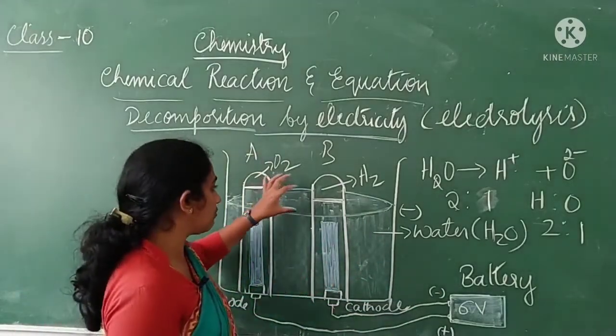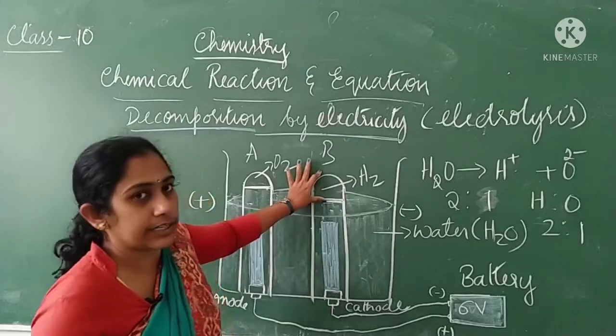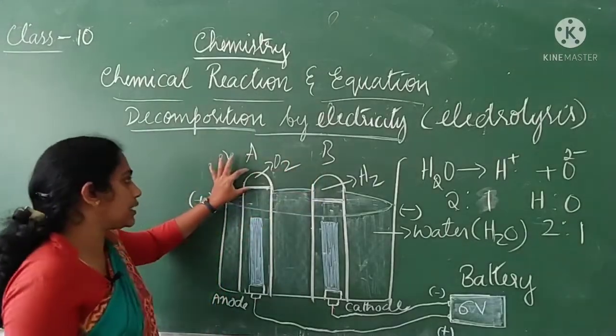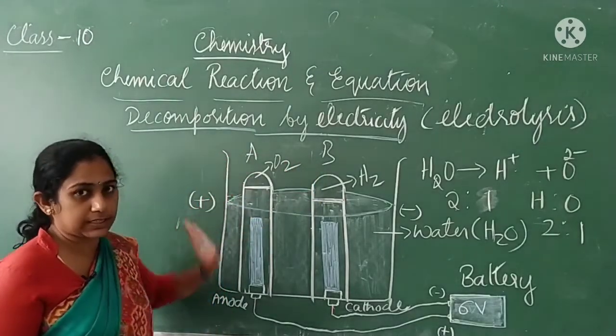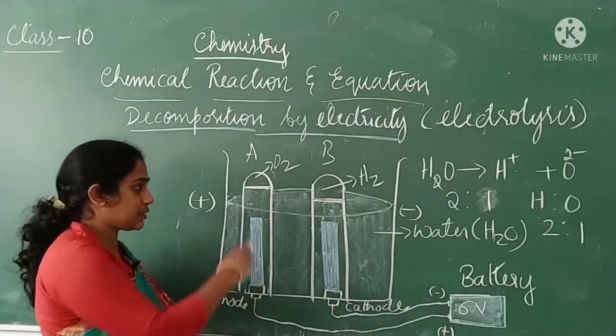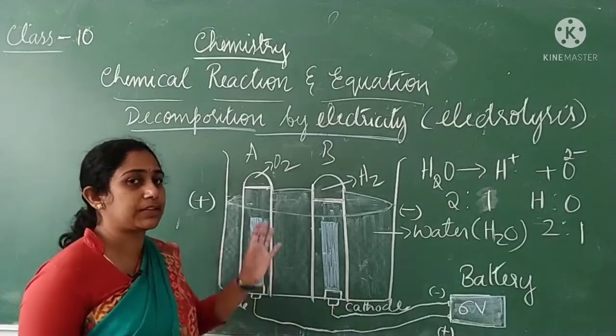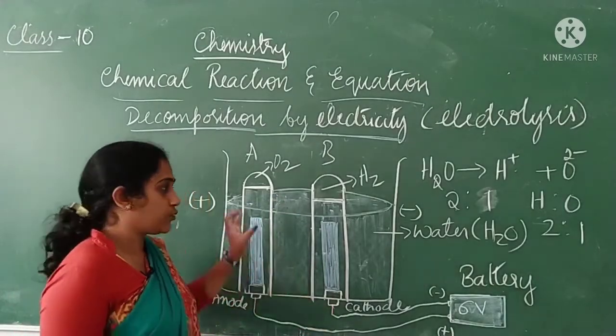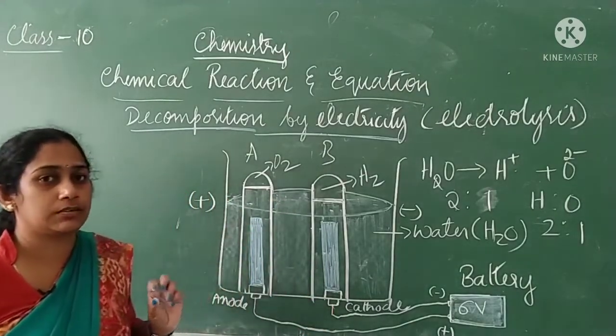That's the reason why you find double the quantity of gas collected in test tube B and half the quantity of gas collected in test tube A. Now how do we confirm this is oxygen and that is hydrogen itself? Why can't it be vice versa, right? For this we will perform a simple test.